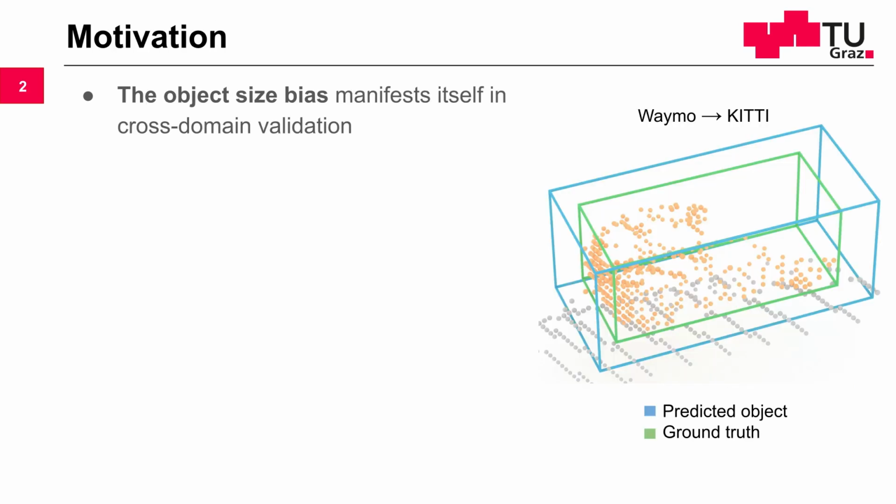The size bias is the most evident in cross-domain validation. In the figure on the right, we evaluate the model trained on Waymo on the KITTI dataset. We found numerous examples like this one, where the predicted object, in this case indicated in blue, is discarded as a negative sample due to the low intersection over union score with the ground truth object depicted in green.